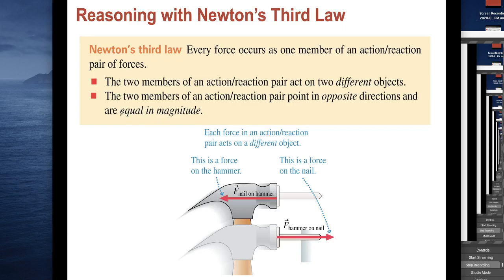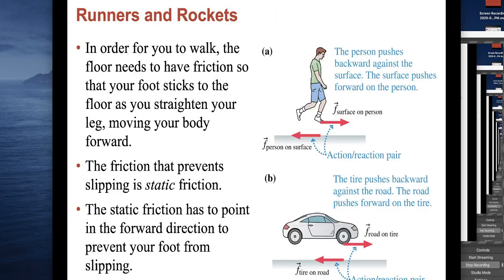Because they're equal in magnitude, this pair of forces is called action and reaction. The pair of action and reaction forces act on two different objects. One is on the hammer, the other one is on the nail. This is Newton's third law.